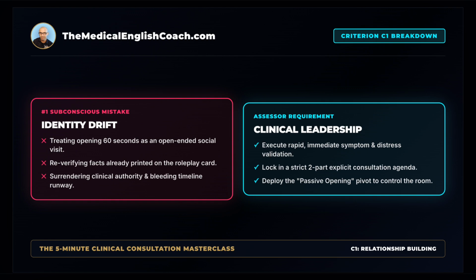Because you want to be polite, you treat the opening like a social visit. You read the role-play card like a checklist, asking the patient to re-verify details that are already printed in front of you. You ask, "Are you the mother?" or "Have you been waiting long?" When you do this, you surrender your authority and bleed precious time. To clear C1, you must execute a passive opening pivot. You must validate the patient immediately and lock in the agenda. Are you bleeding time in the first minute with identity drift? We are going to find out at the end of this video.